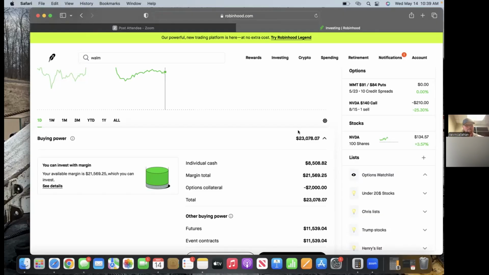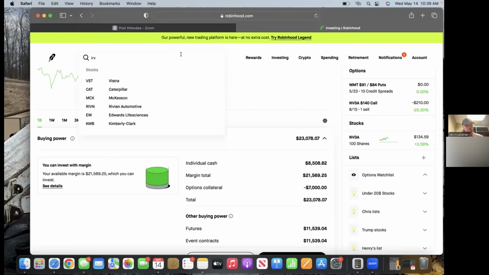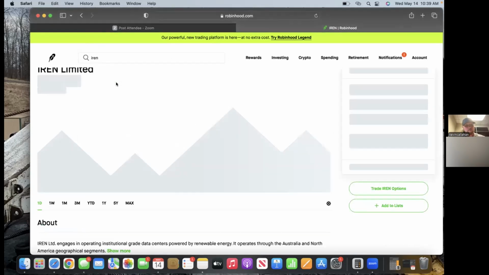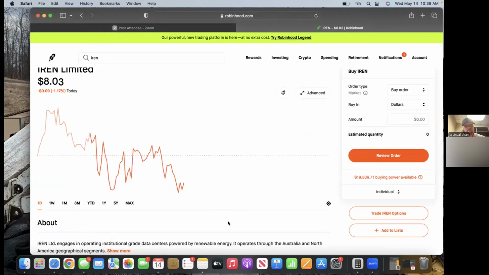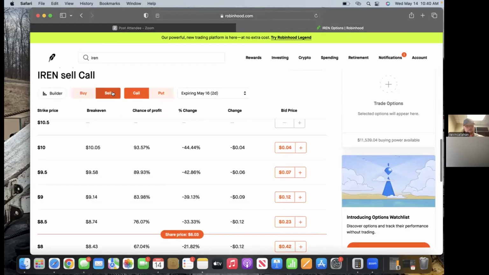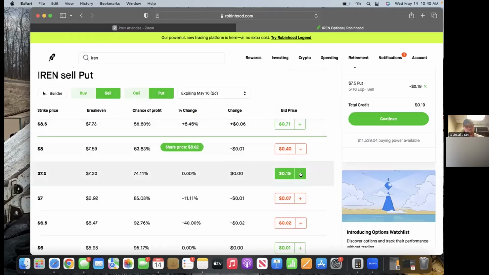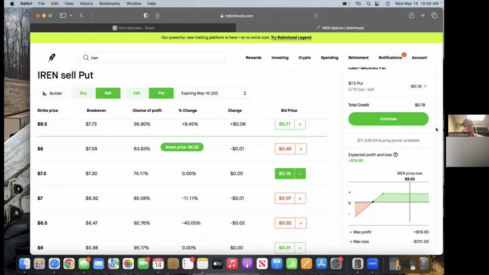there's a stock, IREN. Let's see if the premiums are still very good. IREN, and this is trading probably around eight and change. There you go. Let's trade IREN options, sell put, and this is going to be a wheel strategy. Sell put. Let's look at 7.50. Yeah, 19 bucks per contract is pretty good. Let me check one more stock on my side to see if we have something that's better than $19 per contract.